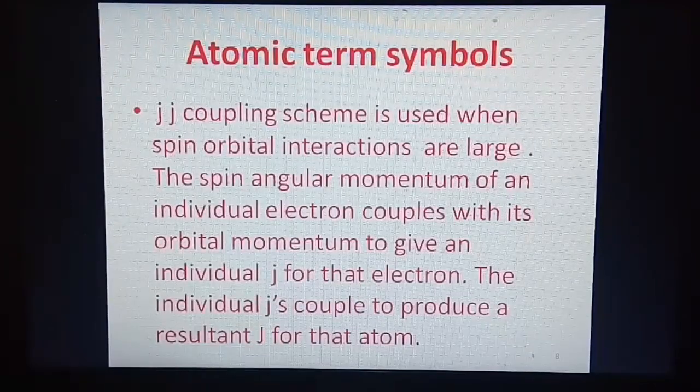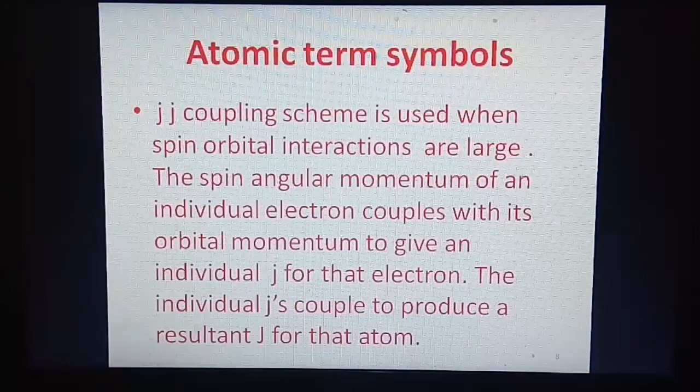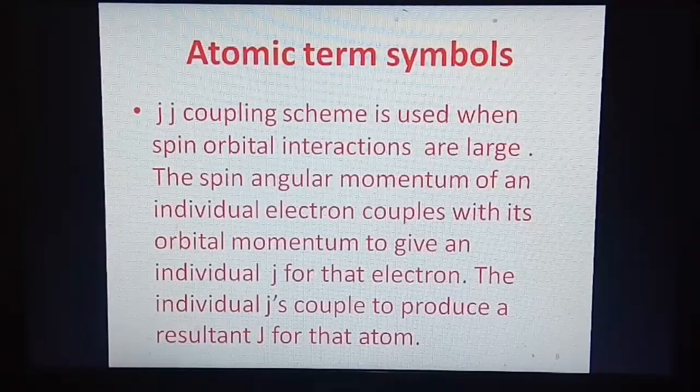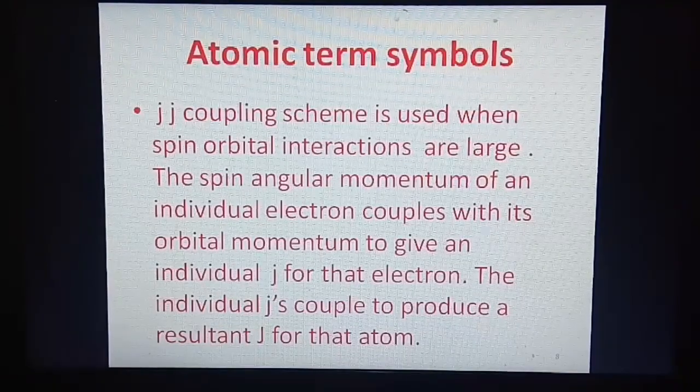The jj coupling scheme is used when spin-orbit interactions are large. The spin angular momentum of an individual electron couples with its orbital momentum to give an individual j for the electron. The individual j's couple to produce a resultant J for that atom.